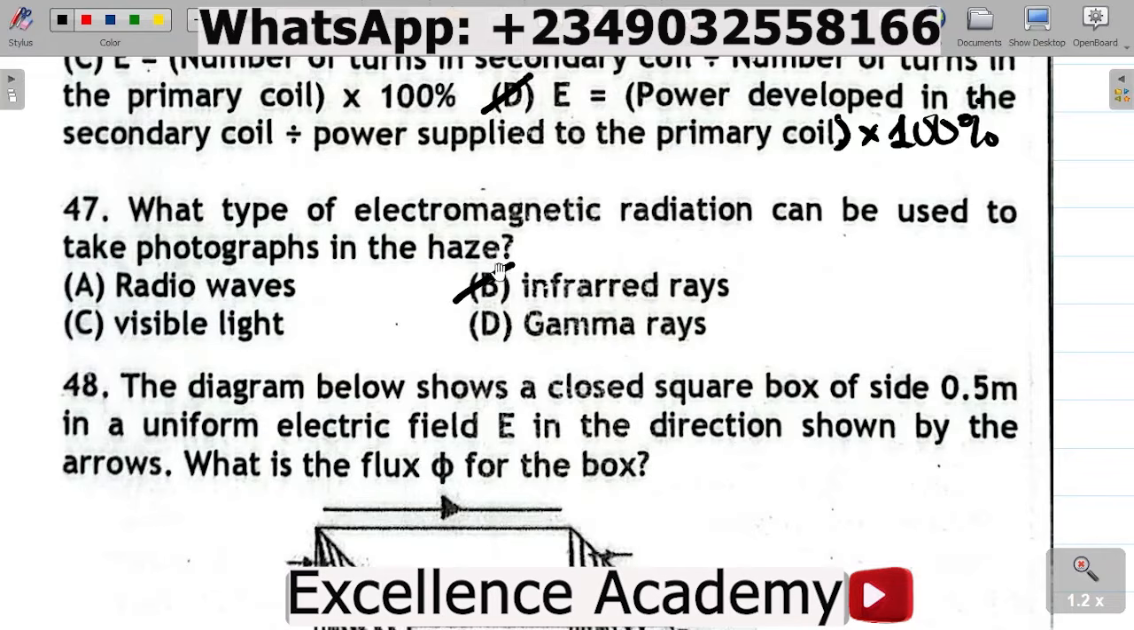Now, if you're wondering what a haze is, it is simply an atmospheric condition where fine dry particles like dust or smoke or even other pollution reduce the visibility of the atmosphere. All right, hence you cannot see clearly because of perhaps dust or smoke or other pollutants. So the type of electromagnetic radiation that can still be used to take photographs in such an atmosphere is the infrared rays. All right, so take note of this.